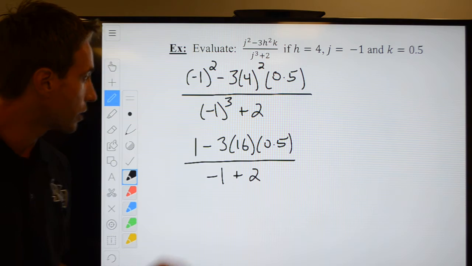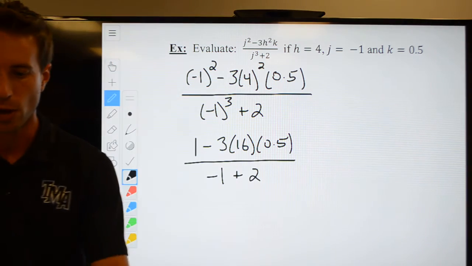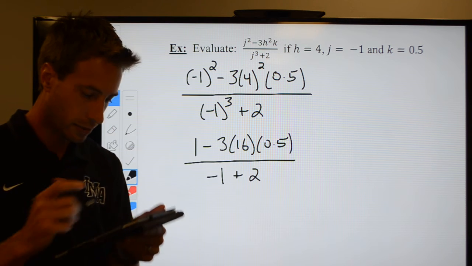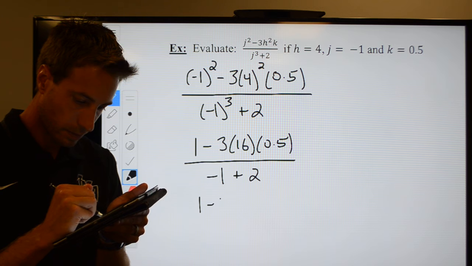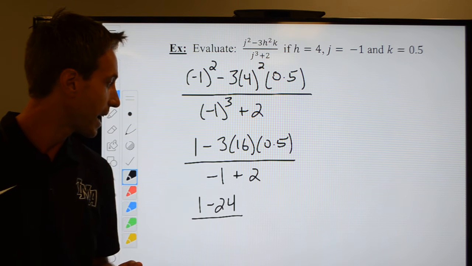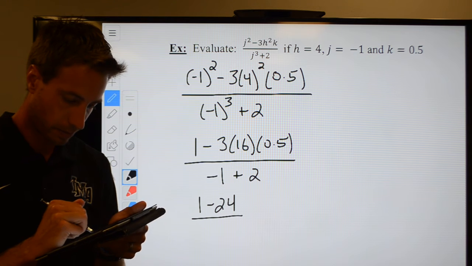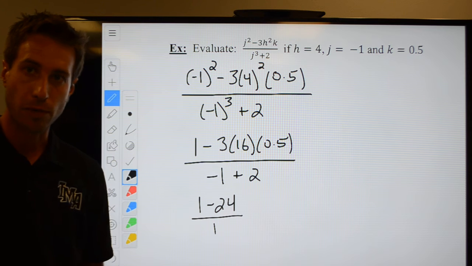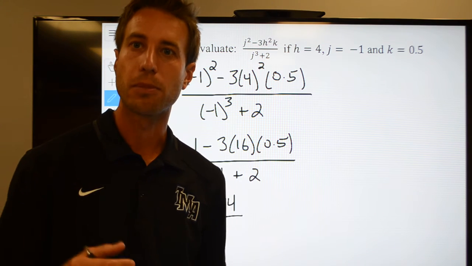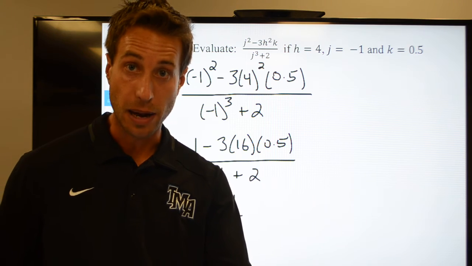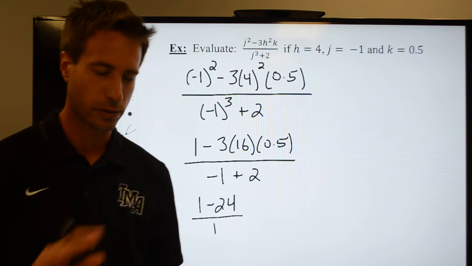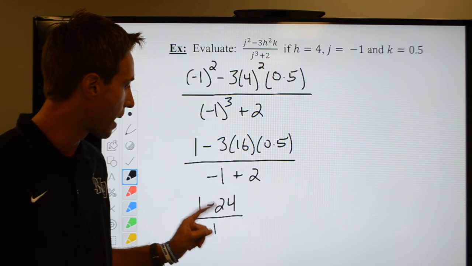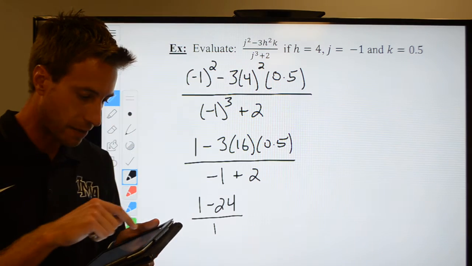Well, the next step in the order of operations is going to be to go ahead and take care of the multiplication. When I do a 3 times 16 times 0.5, I get 24. And a negative 1 plus 2, I get a plus 1. At this point, we can actually go ahead and stop writing the bottom. Hopefully what you remember from Algebra 1 is that any number divided by 1 is itself. And that's exactly what I have. I have 1 minus 24, which would of course be a negative 23.